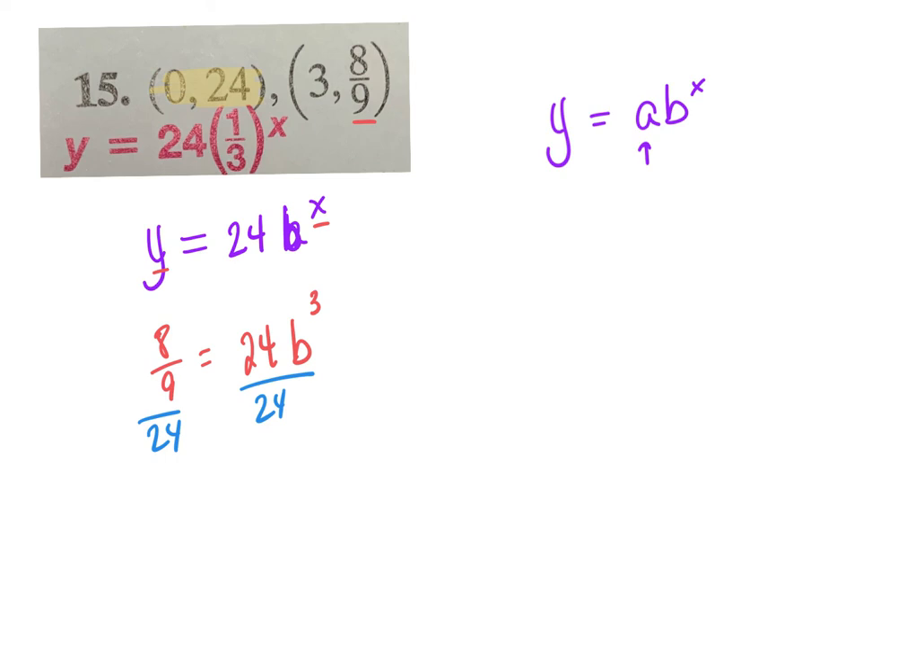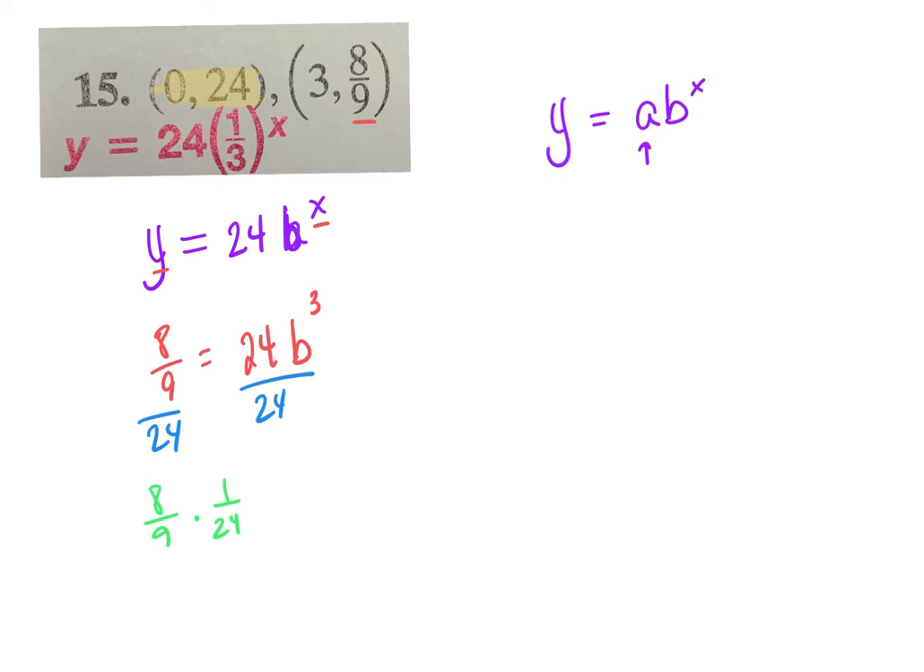What do I do with that guy? Keep, change, flip. I learned that on the last test, guys. Keep, change, flip. That's correct. Can I reduce that in any way, shape, or form? I can. How can I reduce it? By 4. What do I get? 2 9s and 1 6.